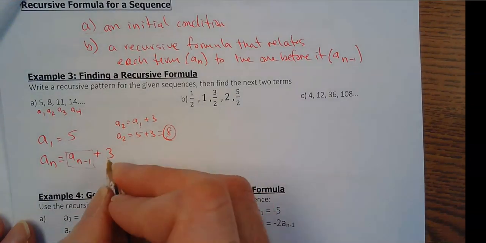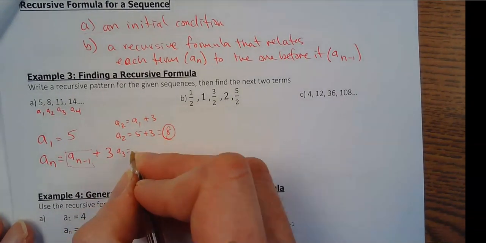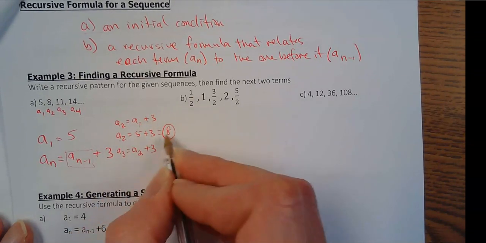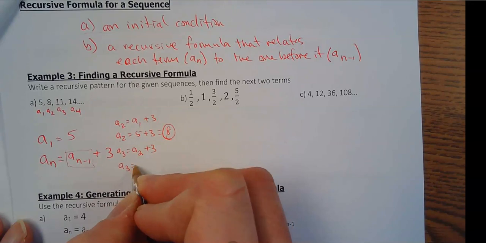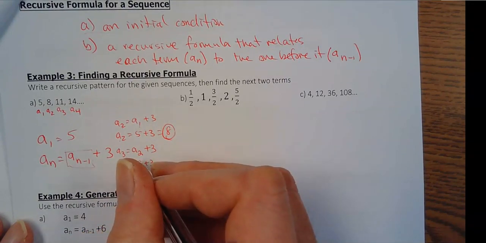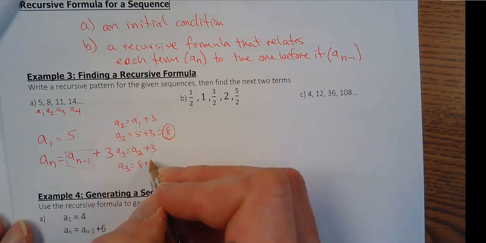I'm supposed to find the next one, so a sub 3 would equal, well, 3 minus 1 is 2, plus 3. A sub 2 is 8, so a sub 3 would equal 8 plus 3. Supposed to find the next ones. Never mind. Okay, so this is just a good example.